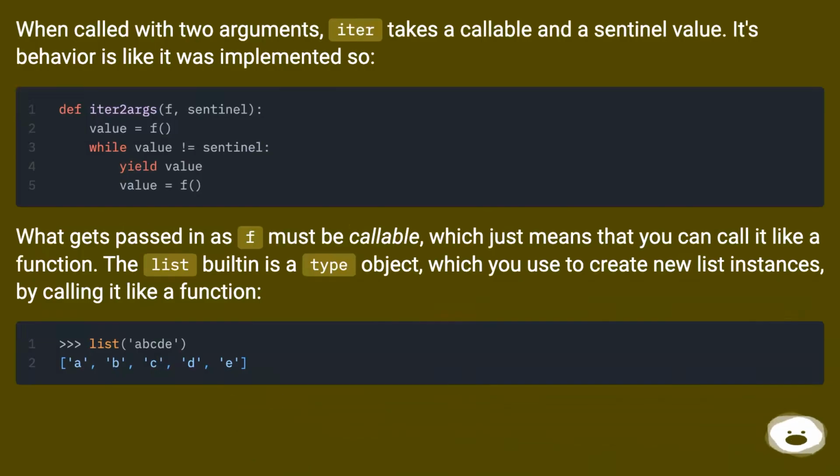When called with two arguments, iter takes a callable and a sentinel value. Its behavior is like it was implemented so. What gets passed in as f must be callable, which just means that you can call it like a function. The list built-in is a type object, which you use to create new list instances, by calling it like a function.